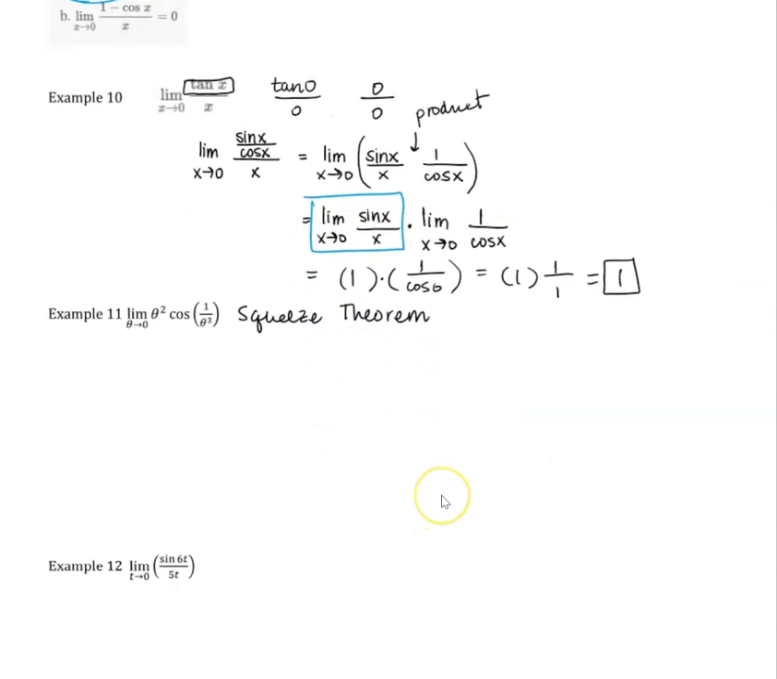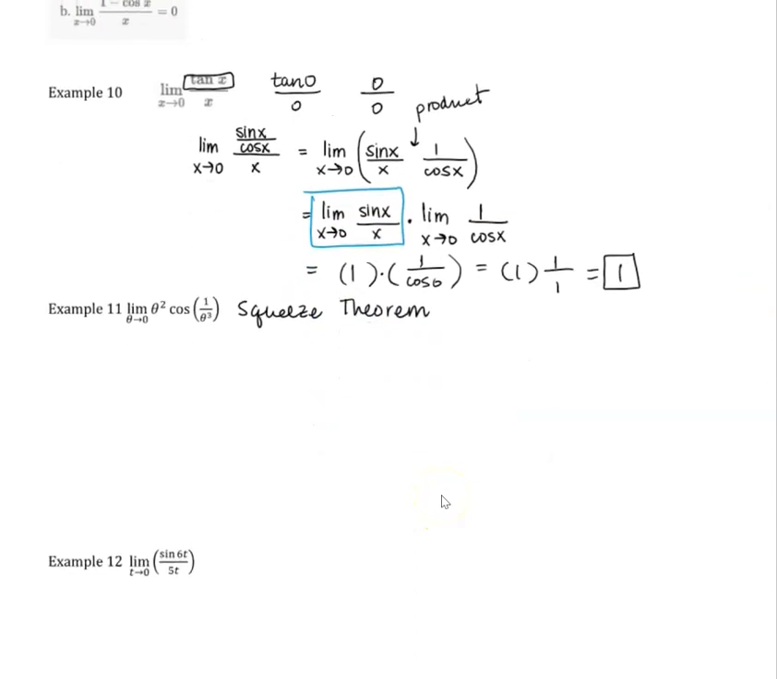In example 11, we will be applying the squeeze theorem. And first, let's just go in and try direct substitution. See what happens if I substitute in 0 for theta. I would have 0 squared times cosine of 1 over 0 cubed, which is a problem because that 1 over 0 is undefined on the inside. So I'm erasing my equal signs.